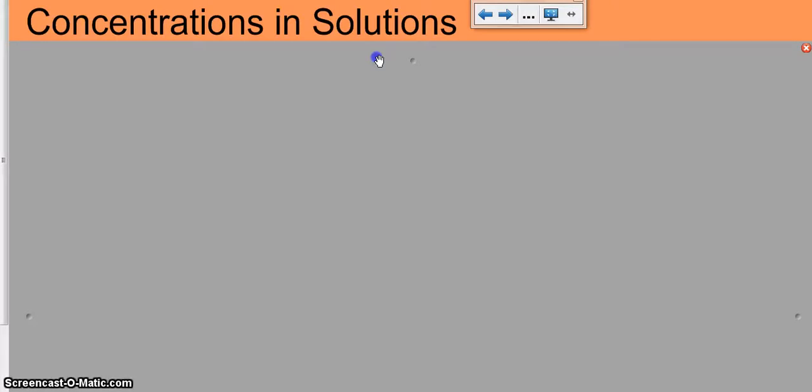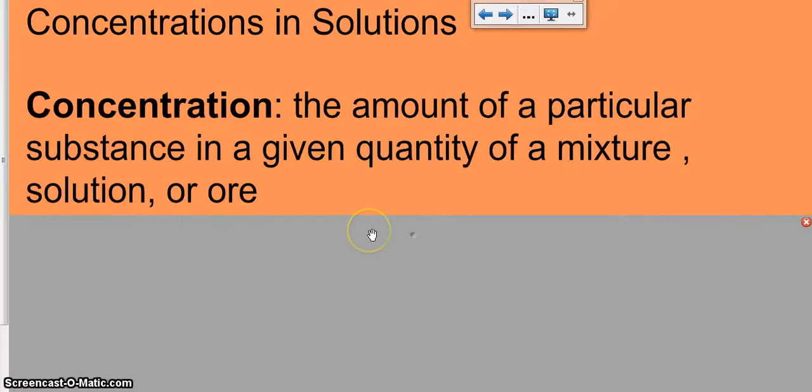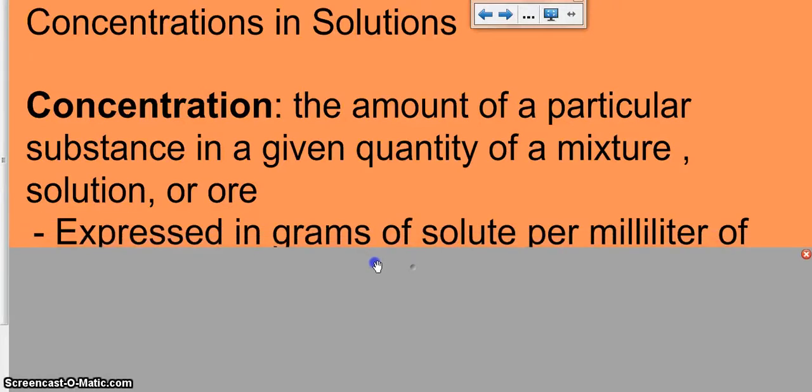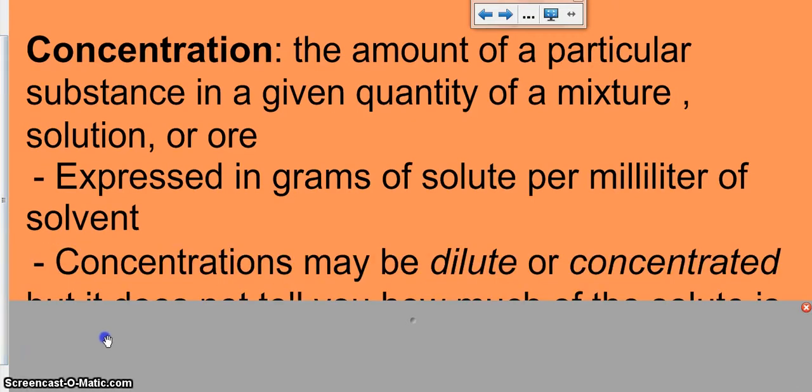So, the definition of concentration is the amount of a particular substance in a given quantity of a mixture, solution, or ore. It's expressed in grams of solute per milliliter of solvent. So you have grams and you have milliliter. Keep these units in mind. They're very important.